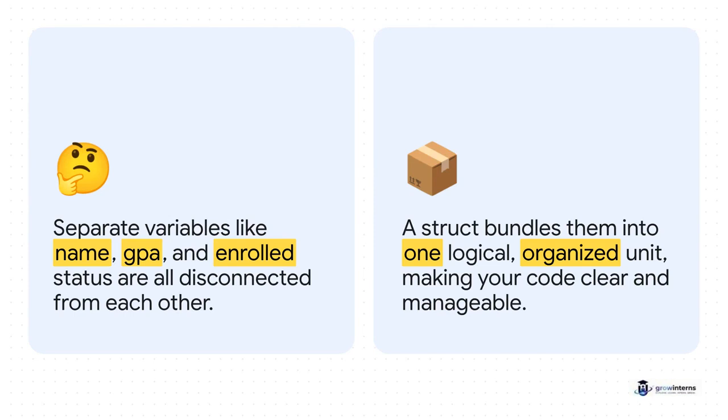And this right here is exactly what I'm talking about. On the left, we've got our separate variables. Sure, it works, but they have no relationship to each other. The name variable has no idea it belongs to the same student as the GPA variable. We need a way to group them all into one single organized unit. And that, my friends, is where structs come in.